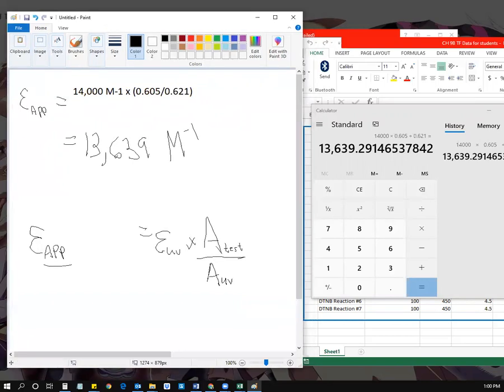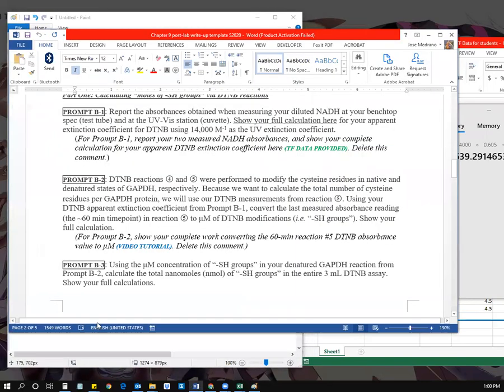So what I want to do now is go back to the post lab write-up. DTNB reactions 4 and 5 were performed to modify the cysteine residue in native and denatured states of GAPDH respectively. Because we want to calculate a total number of cysteine residues per GAPDH protein, we will use our DTNB measurements from reaction 5. Using that, the extinction coefficient that we solved previously and our 60-minute time point for reaction 5, we want to go to micromoles of DTNB.